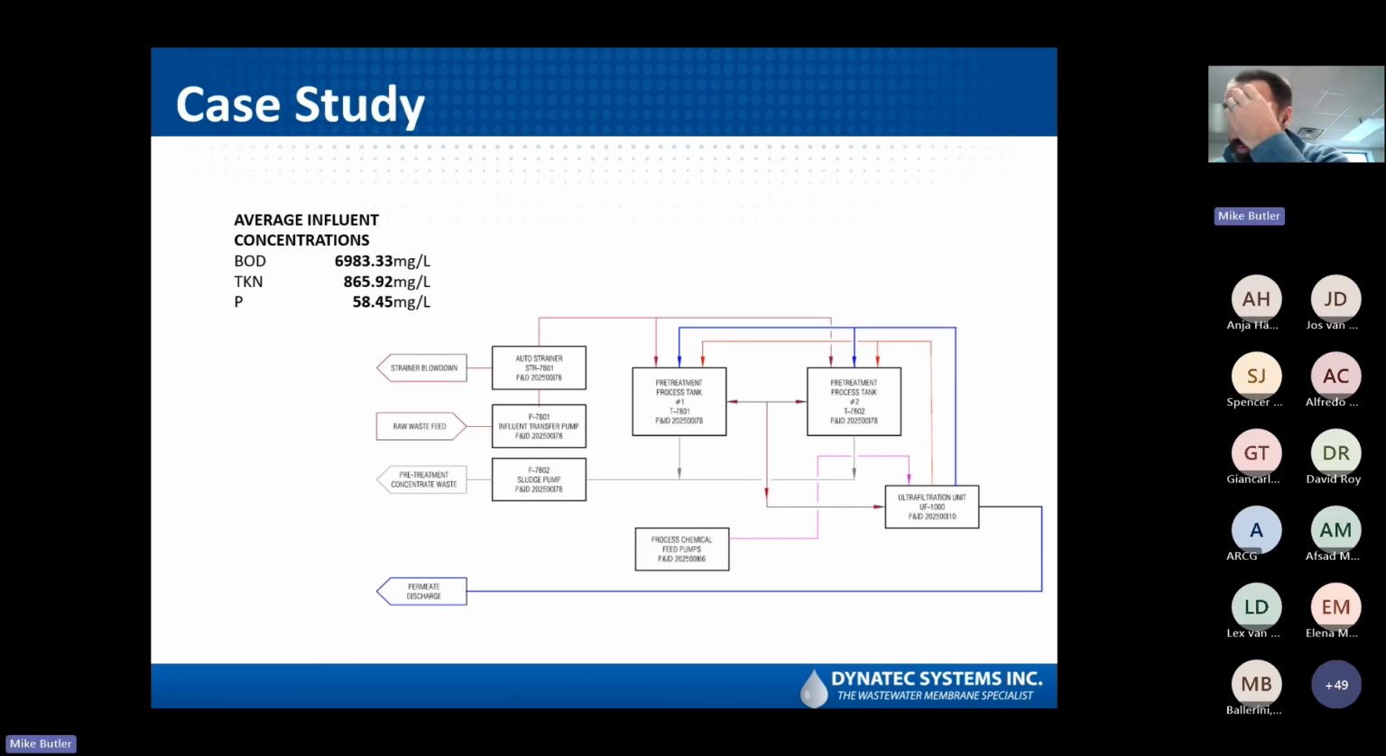Now, this is a specific project that we've completed, where the average flow is about 120,000 gallons per day. It is high strength. The BOD is near 7,000 milligrams per liter. The TKN is over 850, and the phosphorus is about 58 and a half. So this just shows you it is simple.